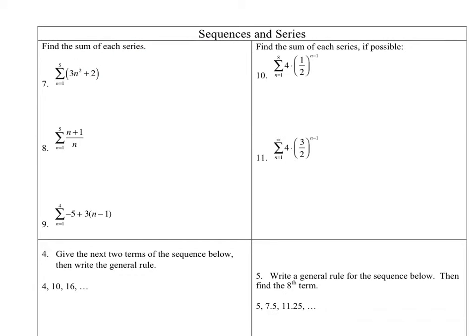Sequences and series. We've got to find the sums of some series, and then we're going to have to find some rules. Okay, going from first term to fifth term of this series, we've got 3 times 1 squared plus 2, 3 times 2 squared plus 2, 3 times 3 squared plus 2, 3 times 4 squared plus 2, and 3 times 5 squared plus 2.